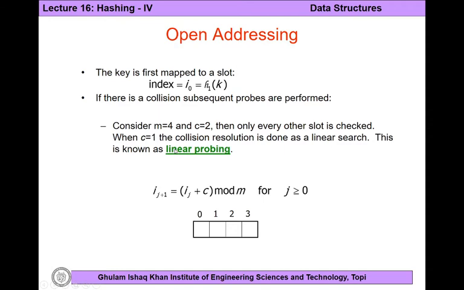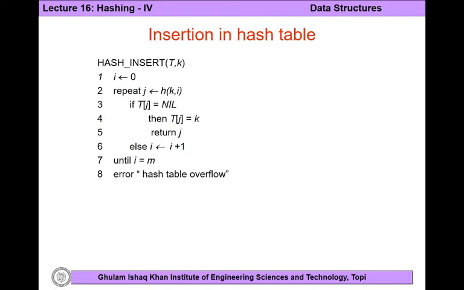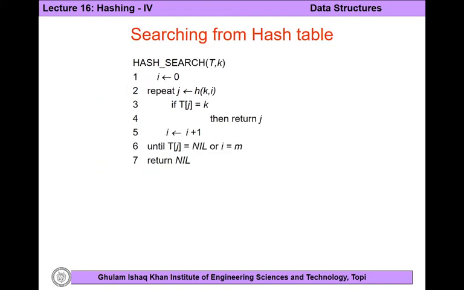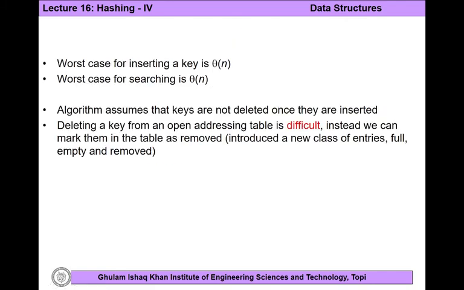So this is a simple function. Now, instead of having a jump of 1 in linear probing, you can also have a jump of 2 as well, right? So instead of probing every next slot, you can probe every alternate slot as well. These are simple pseudocodes for this linear probing. The worst case of insertion in open addressing is order of n, and the worst case of searching is order of n as well.